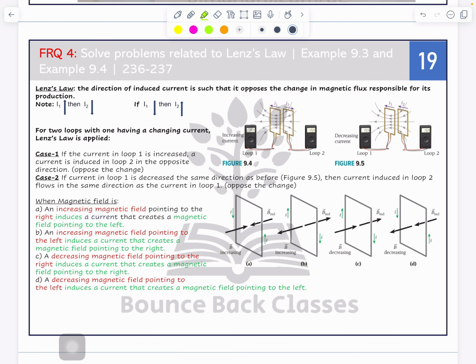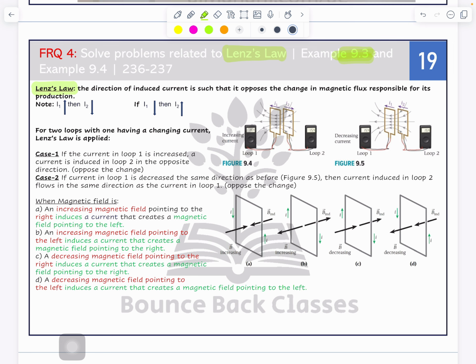Hello students, in this video we are going to solve question number 4. And what is question number 4? That depends upon Lenz's law. There are a few examples and I will give you some more questions so that you are ready for the exam also. So we need to understand what is Lenz's law.